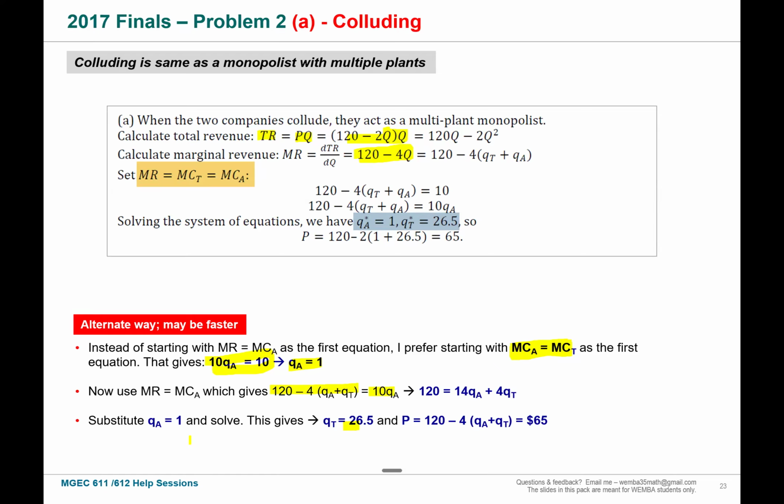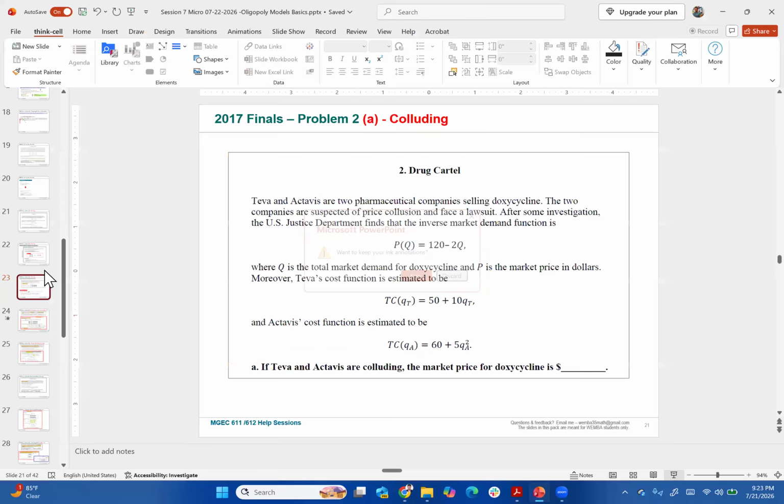Let me pause here. Does this make sense, guys? For cartel. Yes, no, maybe. Yes, this one seems pretty easy. Yeah, so this is pretty easy. Correct. So that's cartel.